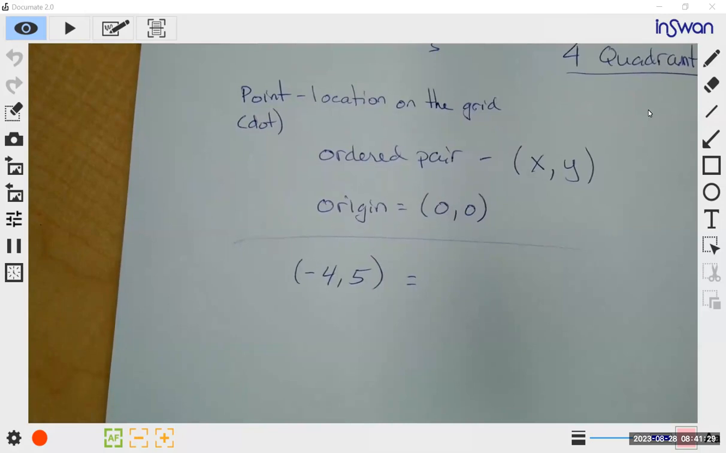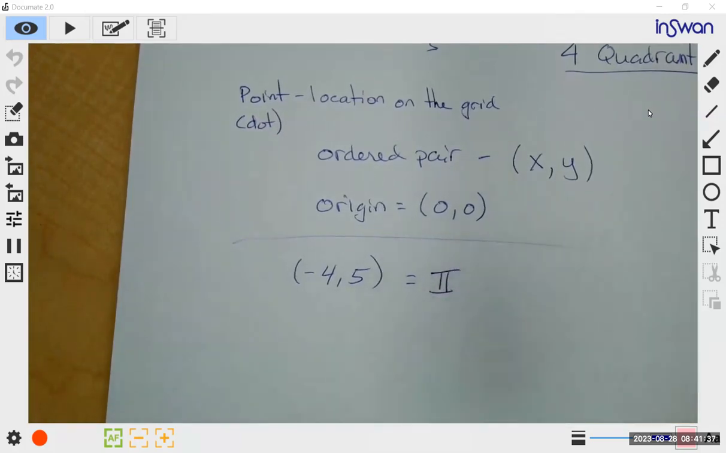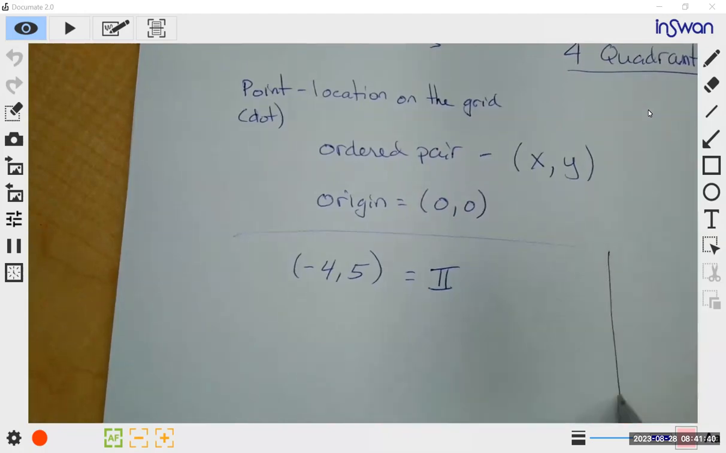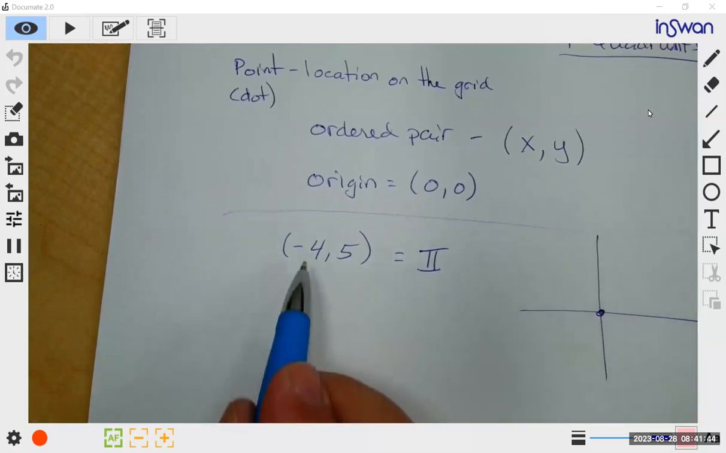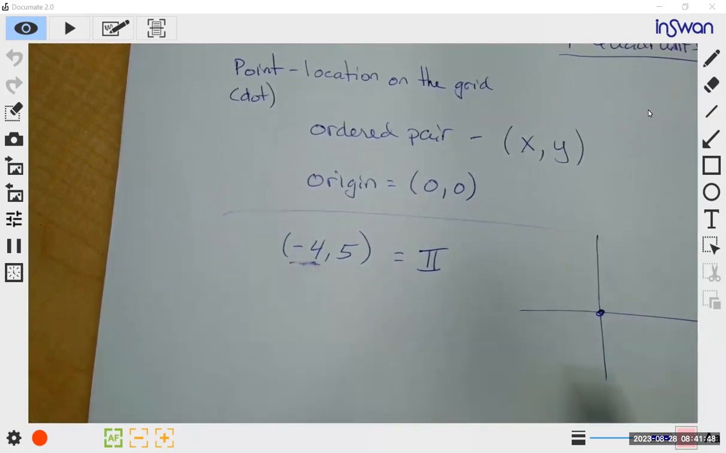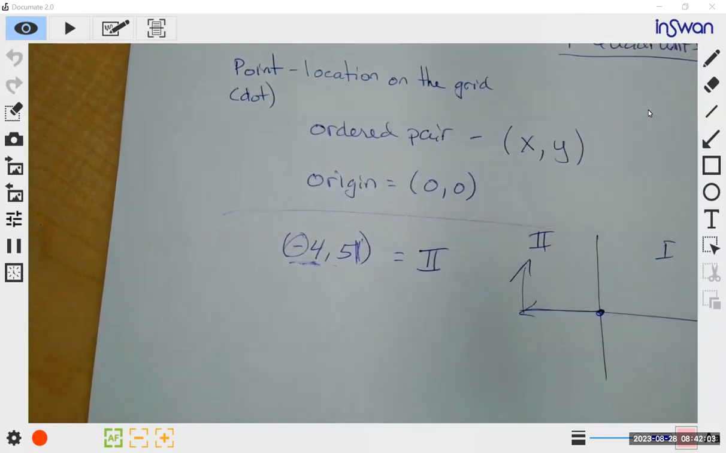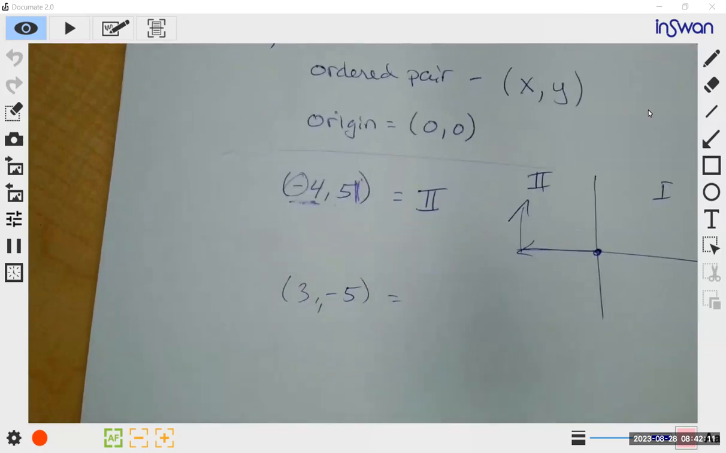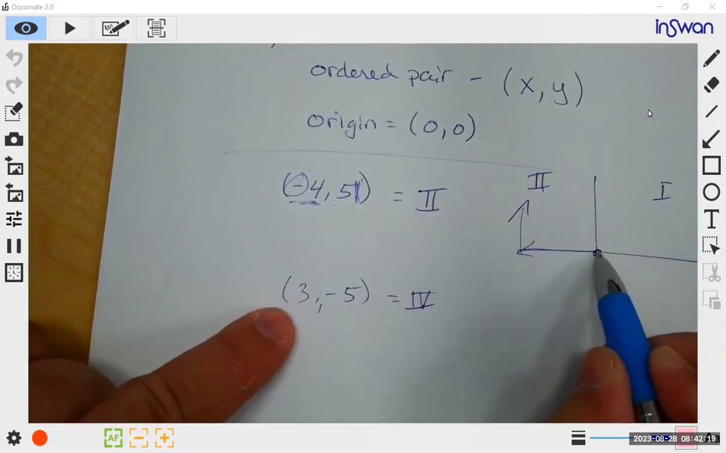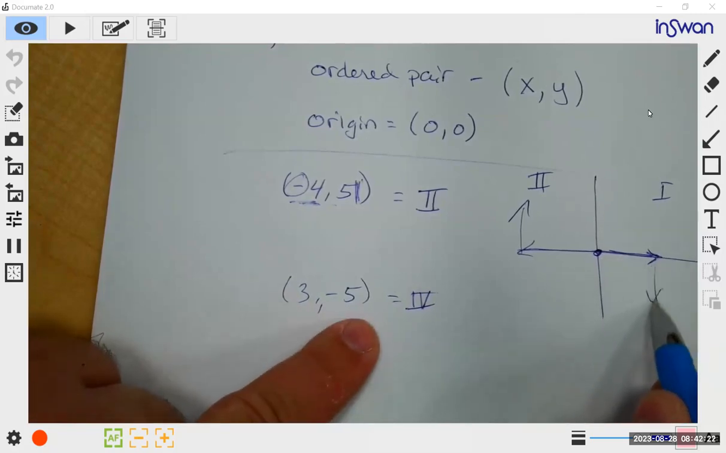What quadrant is that in? It's in quadrant 2. How do we know? Let's think about it. From the origin, which direction do I go for the first number? I go to the left. And then which direction do I go on the second one, up or down? So this puts us in quadrant 2. What quadrant is this one in? Very good. Because starting at the origin, I'm going positive, and then I go down. So I'm in quadrant 4.